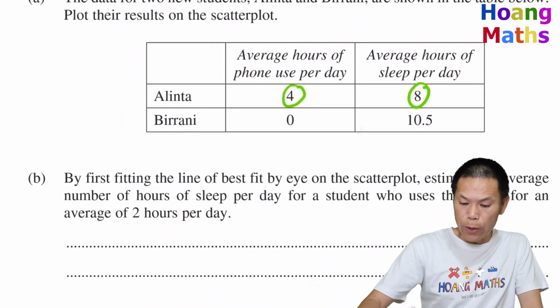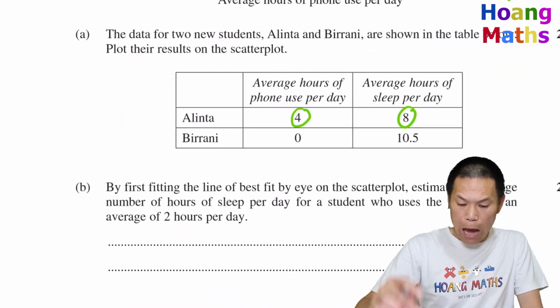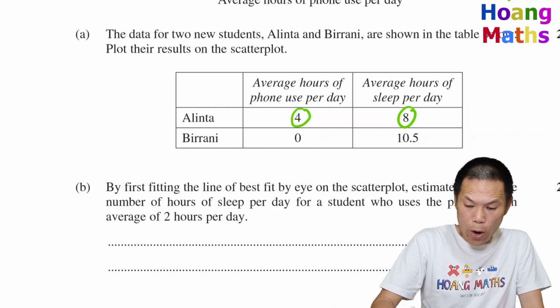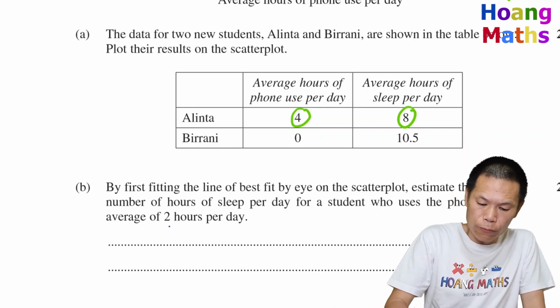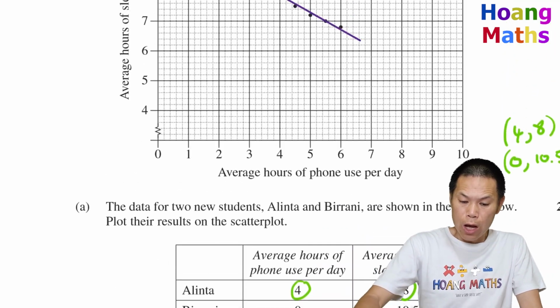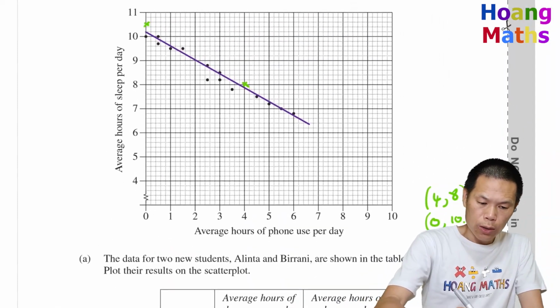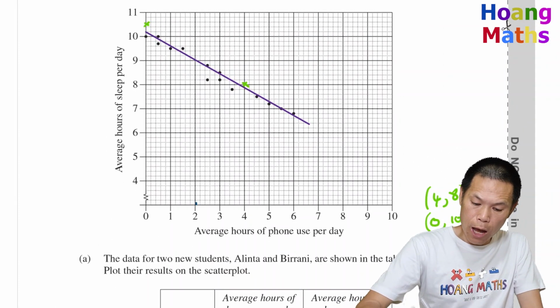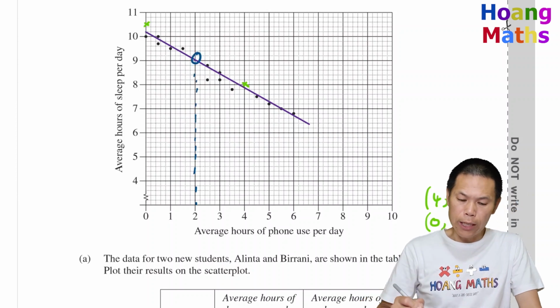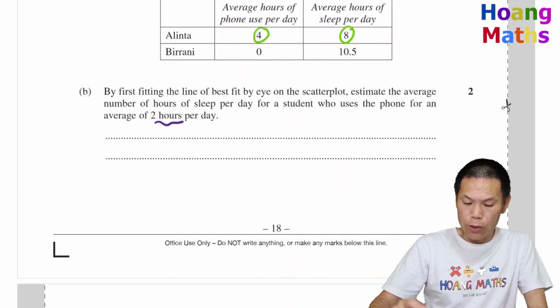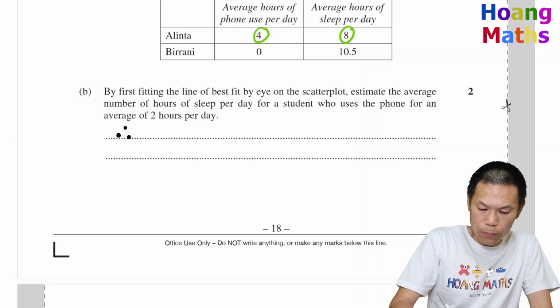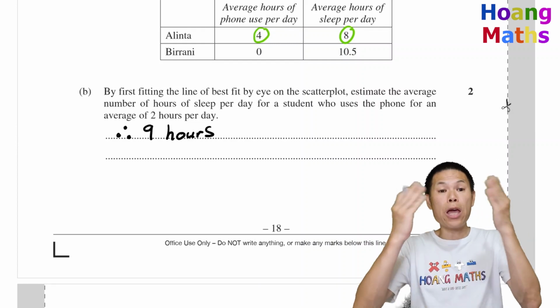So now we need to estimate the number of hours of sleep per day when the student uses the phone for an average of 2 hours. So when horizontal is 2, we go up. So that is 9. So let me just write this down. Therefore, 9 hours. So there you go.